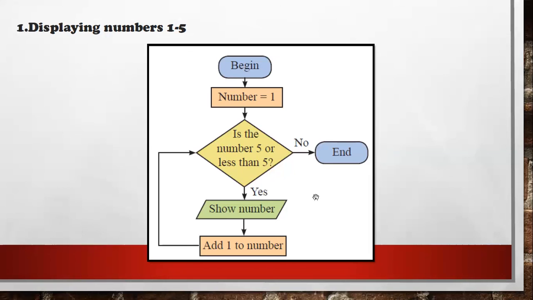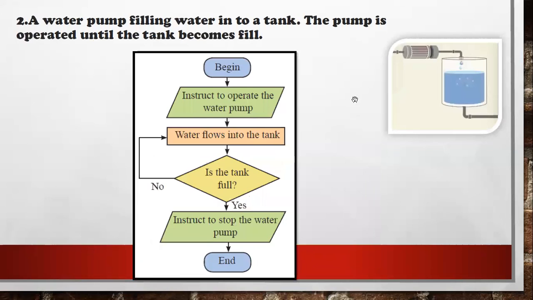Okay, this is a simple example of the repetition control structure. Okay, there's another example: a water pump filling water into a tank. The pump is operated until the tank becomes full. Here's the begin. Then instruct to operate the water pump. Water flows into the tank, a process. Is the tank full? Yes. Then you instruct to stop the water pump. If it is no, you have to fill the water again.